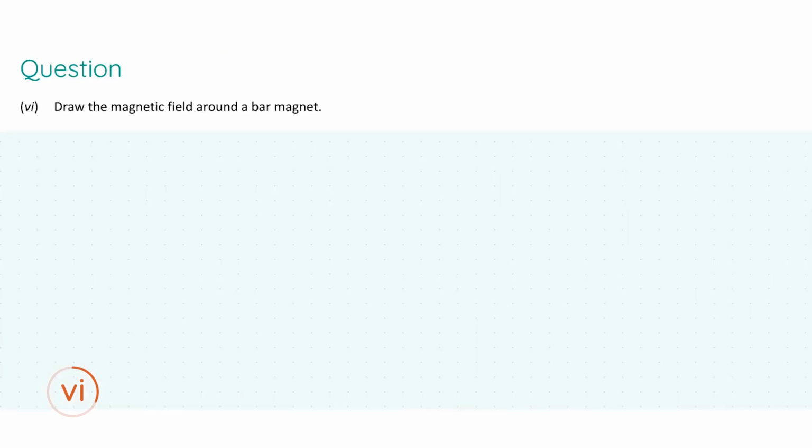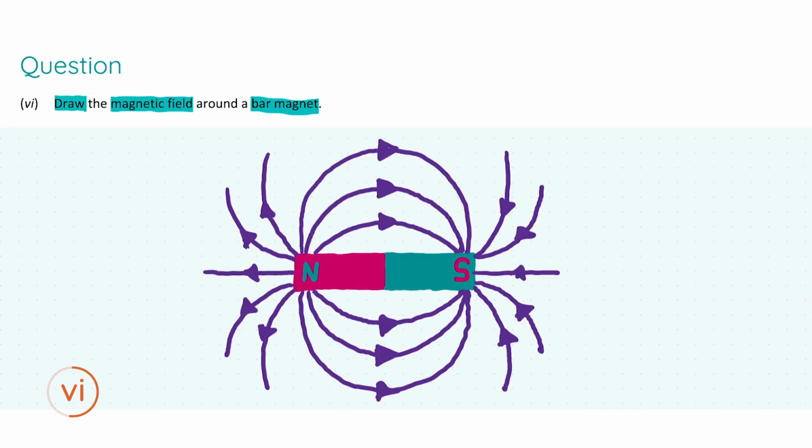In part 6, we're asked to draw the magnetic field around a bar magnet. And this will be a relatively straightforward diagram, with the key points being that we need to have the correct shape to describe how the magnetic field is, and we need to have the correct direction, okay? So which way is this magnetic field going? And we're going to have something like this.